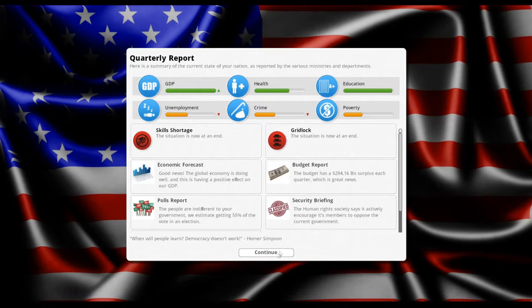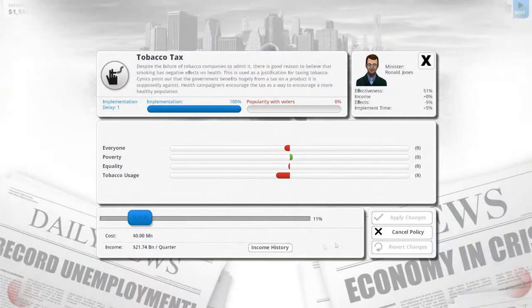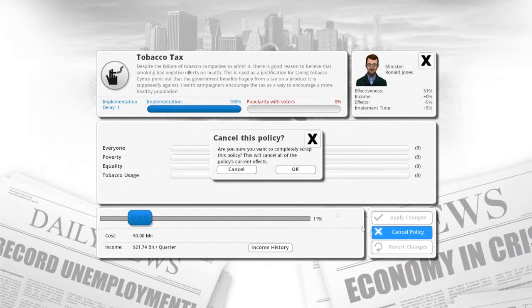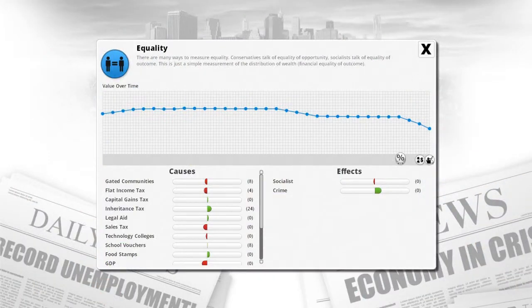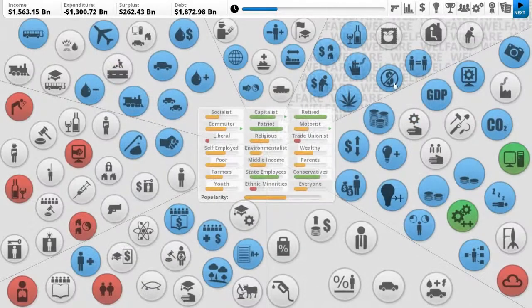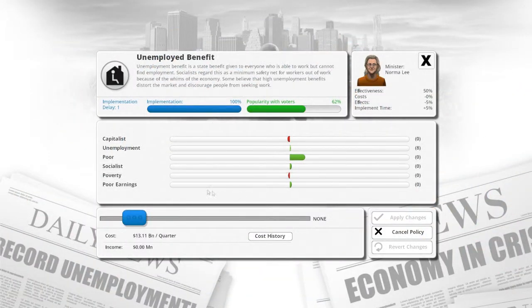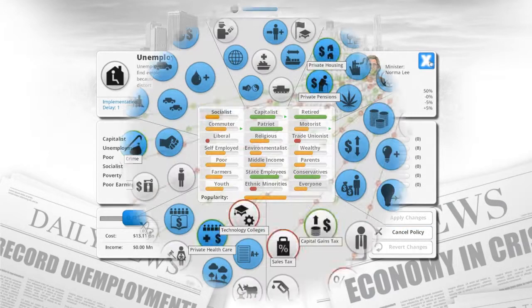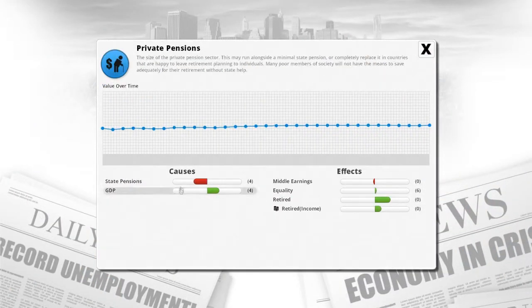Okay, budget has a very high surplus. Okay, can I cut another tax? Let's cut tobacco tax. By the way, let's check on equality. No, equality's going down. Let's see. Unemployed benefit. I don't think I want unemployed benefit. How about state pensions? Yeah, that too. Look at that. And the state pensions increase equality a little bit.